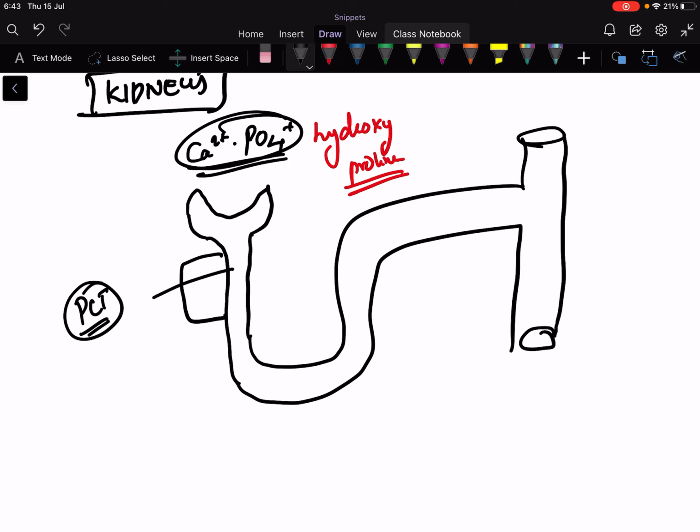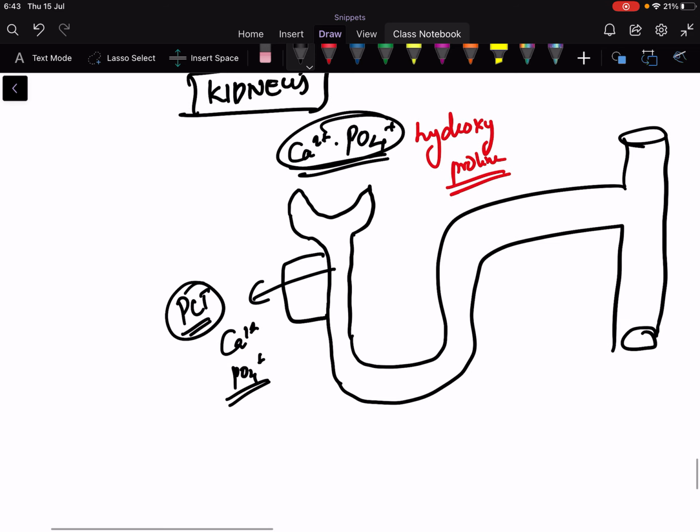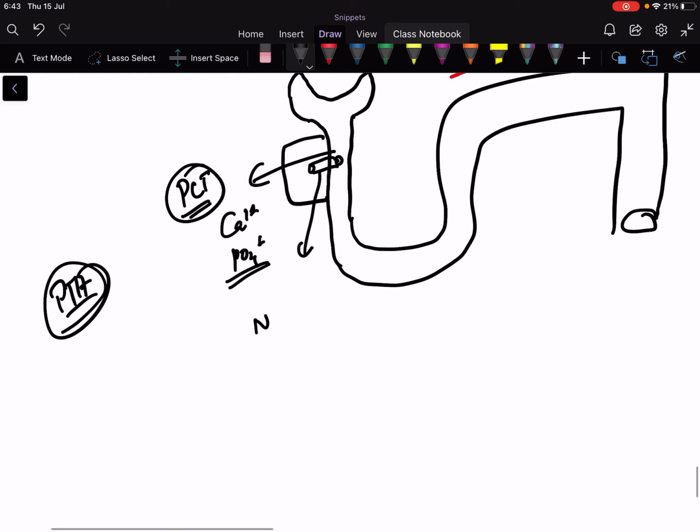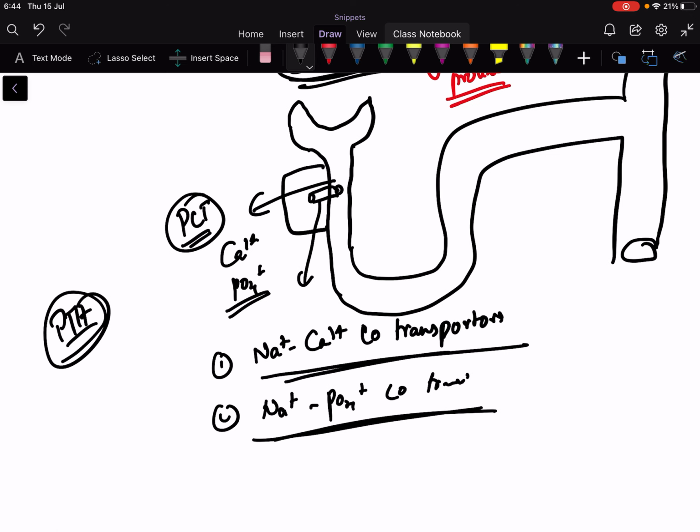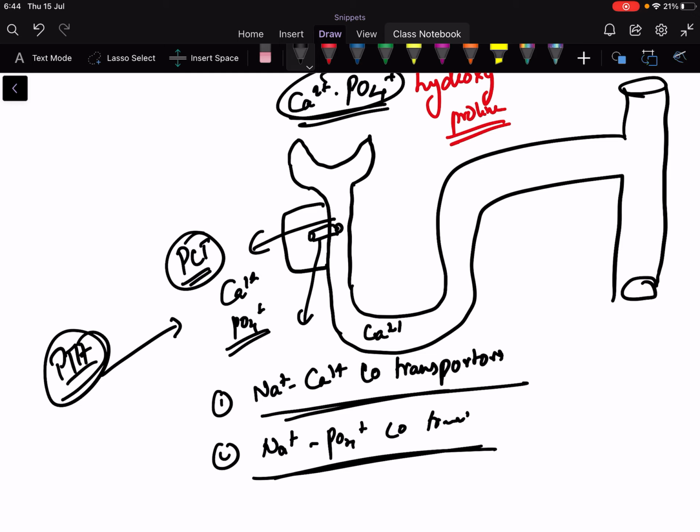What will happen here is the calcium and phosphate are reabsorbed, right? Normally they are reabsorbed here. So what will the parathyroid hormone do? There is a transporter here called the sodium calcium co-transporter. It will transport both sodium and calcium. Not only that, there are sodium phosphate co-transporters also. The parathyroid hormone will block these transporters. So the calcium and phosphate will go into the urine.